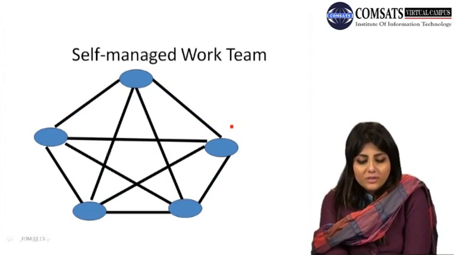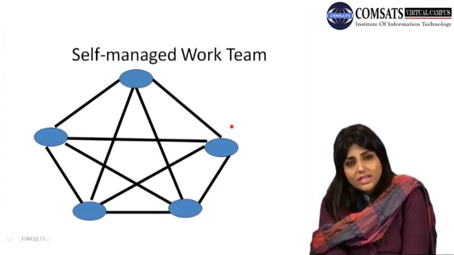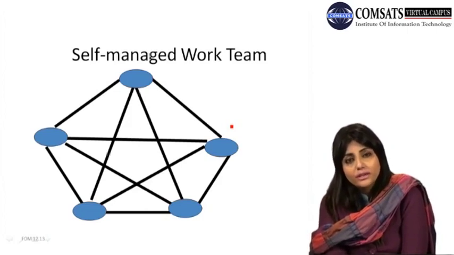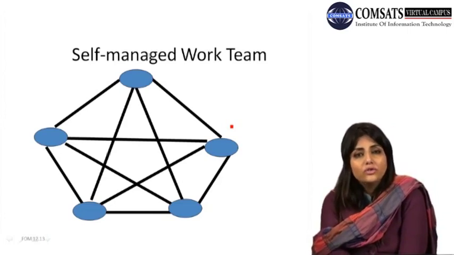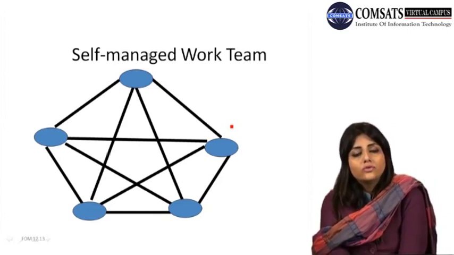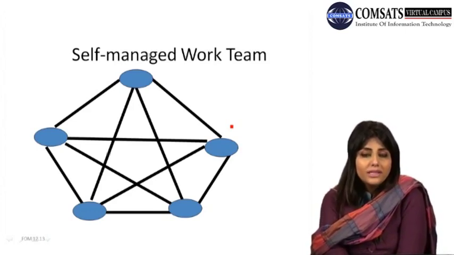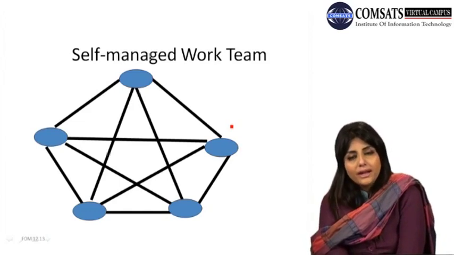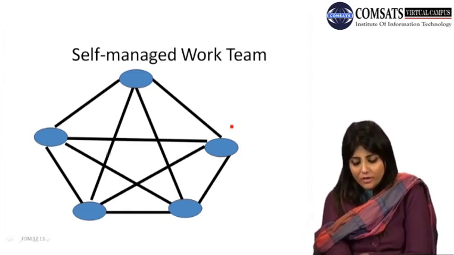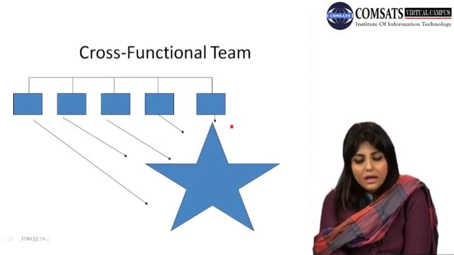Then the self-managed work teams are individuals who are doing all the activities themselves. They are mutually accountable for their results, and they are entirely on their own to develop the processes and to see who will do what kind of things, right? So these are the teams wherein there is no supervisor, and the people are handling themselves in the shape of a team.